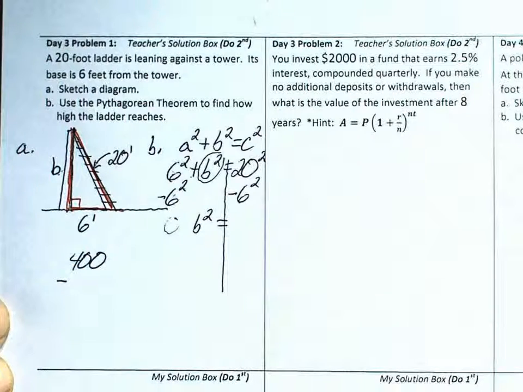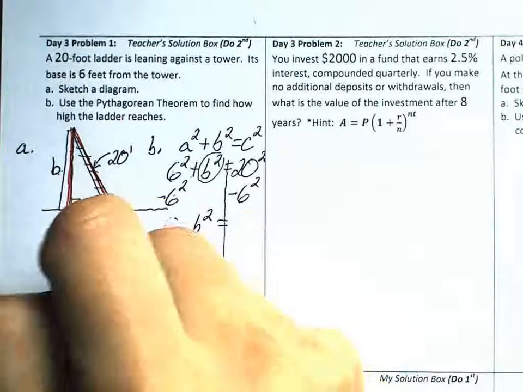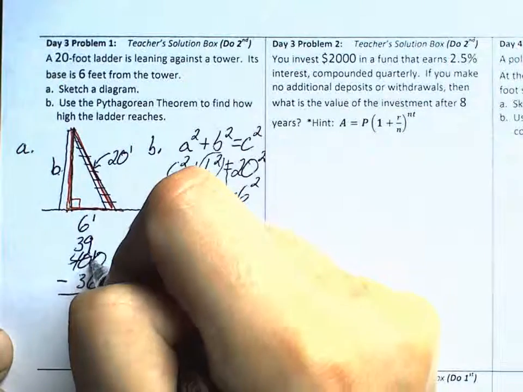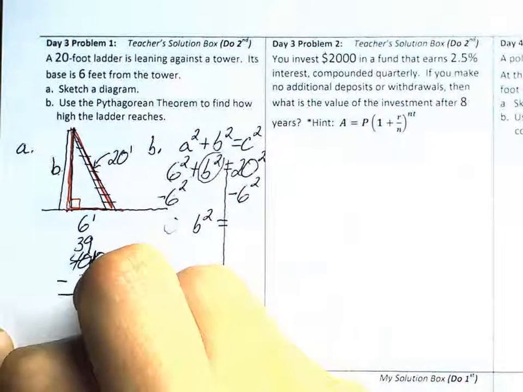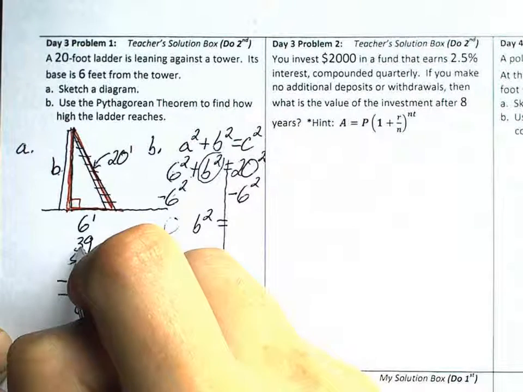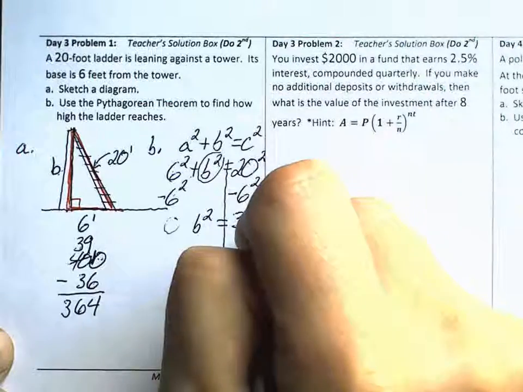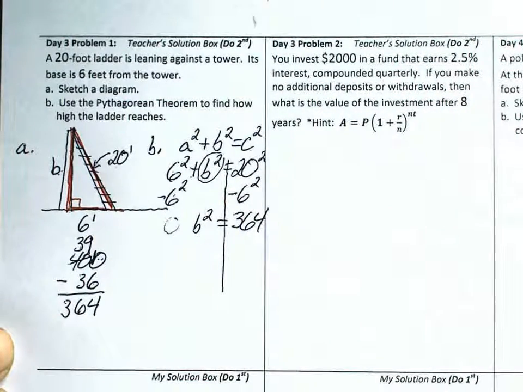And we want to subtract 6 squared. 6 times 6 is 36. So what is 400 subtract 36? We can borrow from 40, leaving 39, and then the 1 that we brought over to borrow, put it right in here in front of the 0 to create a 10. And then 10 subtract 6 is 4, 9 subtract 3 is 6, and the 3 comes down, 364. So b squared equals 364.